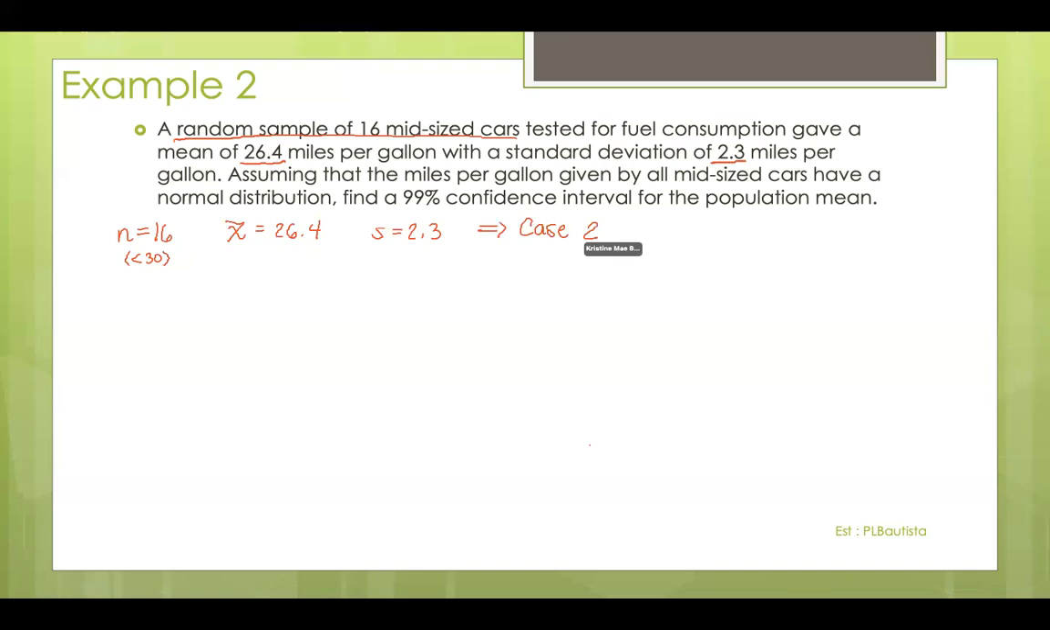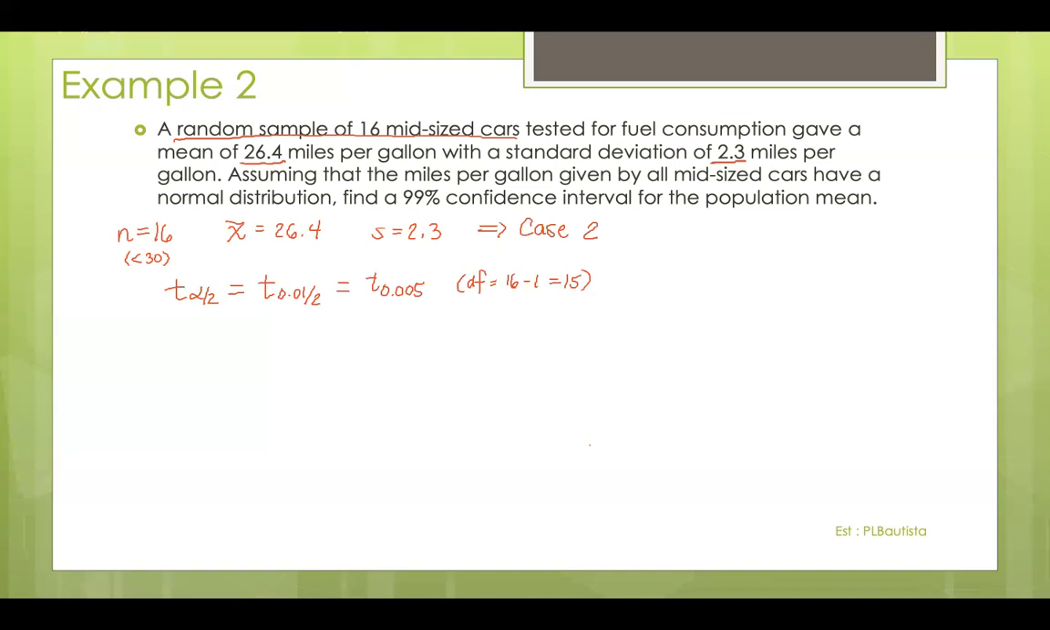So under case 2, we're going to look for T of alpha over 2. Since we are looking for a 99% confidence interval, our alpha would be 0.01 divided by 2, which would be T of 0.005, where the degrees of freedom is the sample size minus 1, which is 15.